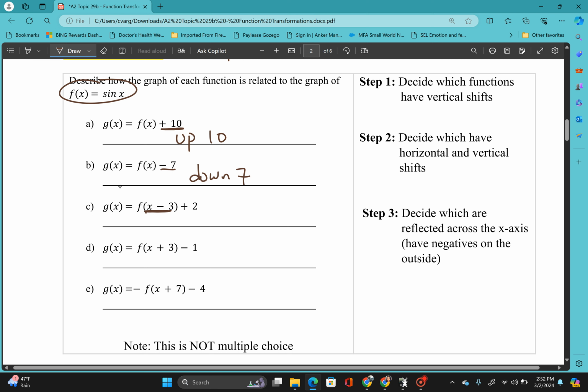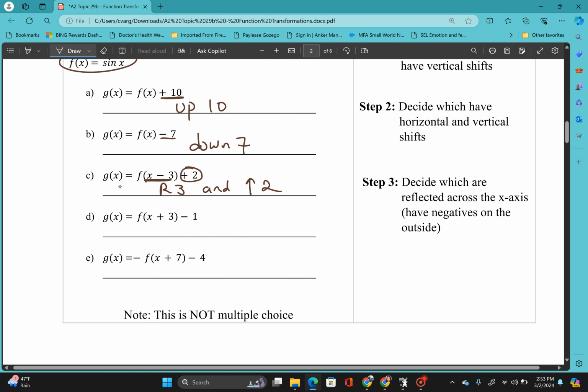So you think it's to the left 3, it's actually to the right 3. And also, look, this plus 2 means it's going to go up 2. So right 3 and up 2. This is in parentheses, so it's going to be the opposite of what you think, left or right. So you think it's to the right 3, it's actually moving to the left 3, and minus 1 is down 1.